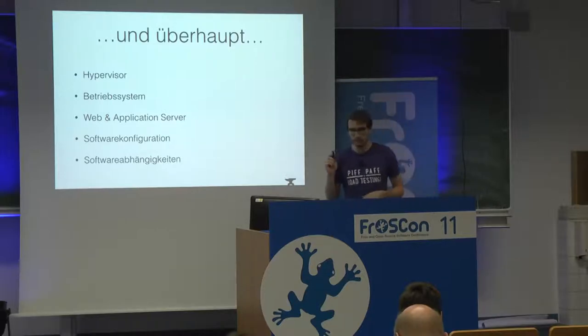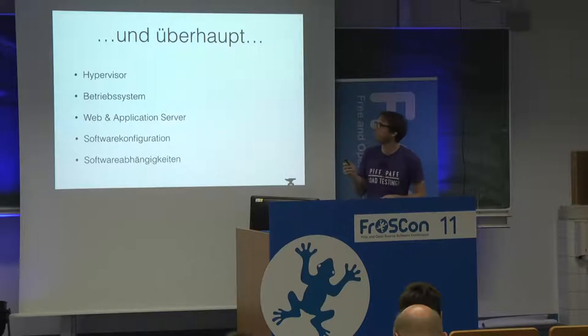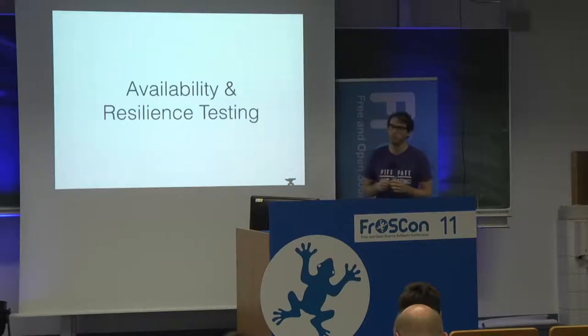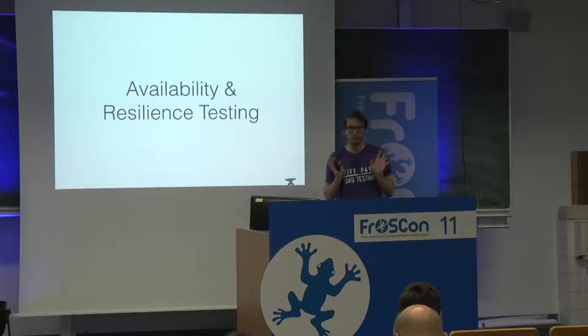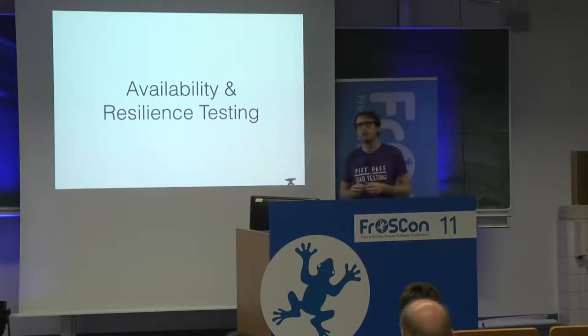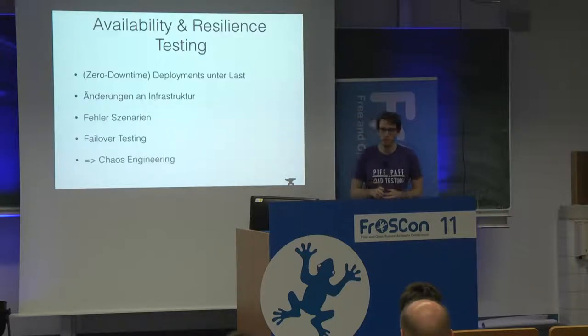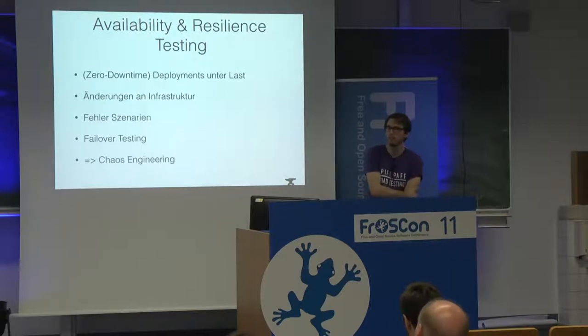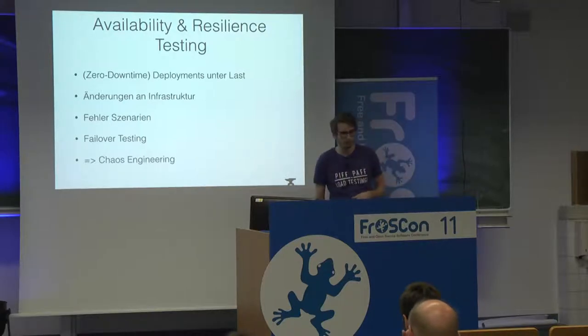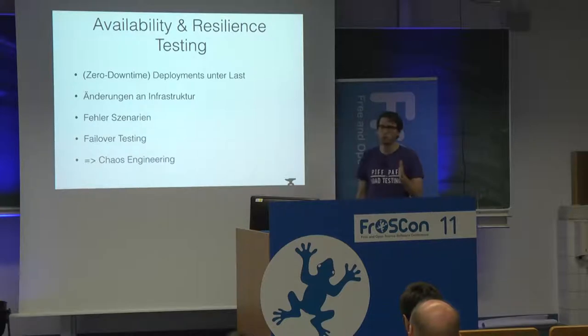Next up is something that I haven't found in this term actually, but I'm not sure if I missed something. I like to call it availability or resilience testing. This is a little bit inspired by the principles of chaos engineering. I don't know if you heard about them. It's from Netflix. They published a manifesto, I think, where they talk about how to really make sure that your system is as resilient as possible. But anyhow.